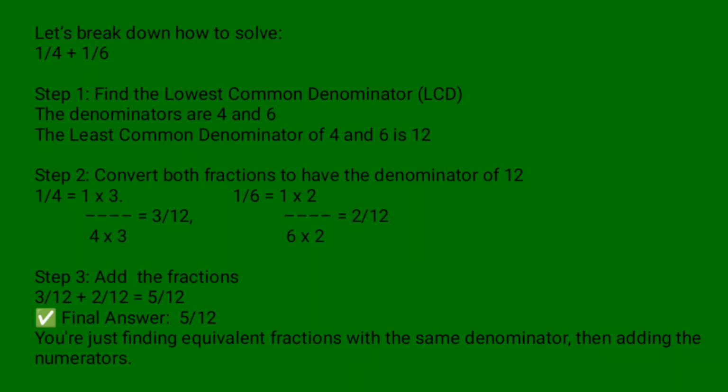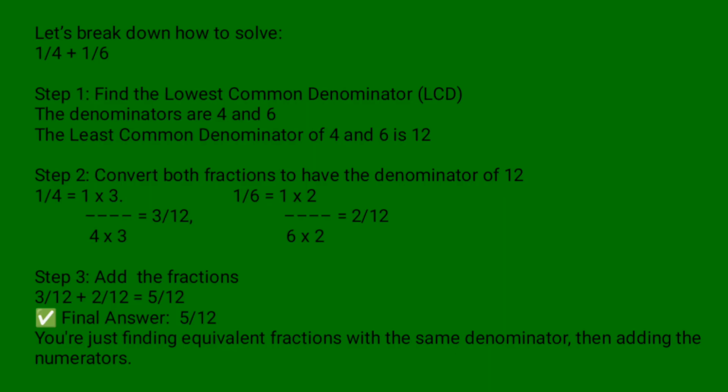That is, we have to break down 1 over 4 plus 1 over 6 by finding their lowest common denominator. The denominators are 4 and 6. The least common denominator of 4 and 6 is 12. We now have to convert both fractions to have a denominator of 12.